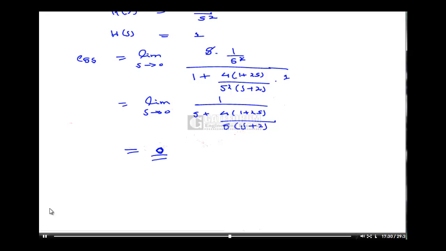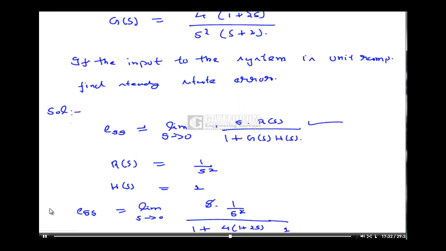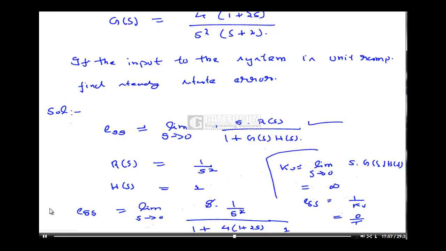Simple problem, we just have to apply this formula. Or directly we can find, since it is a unit ramp, the velocity error constant Kv. Kv is nothing but limit s tending to 0 of s into G(s)H(s). So when we find this, I will get my Kv equal to infinity. Kv equal to infinity means my error, 1 by Kv, gives me 0. So this is the answer. Other way of solving this. Okay, this was one type of problem.